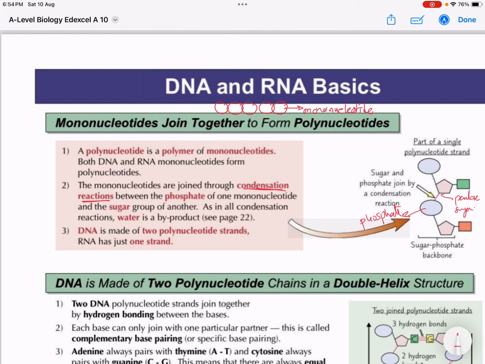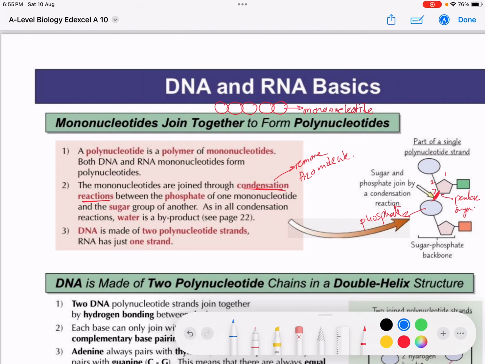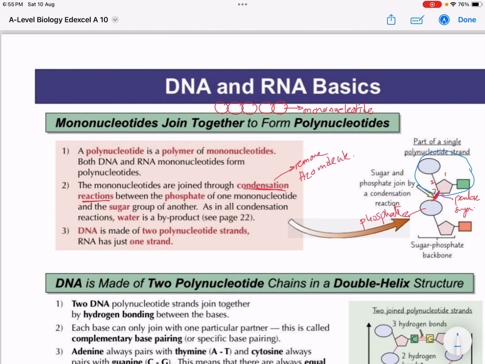And definitely in the A-level, they may ask you to state exactly where the condensation reaction happens. See, it's happening between carbon number 1, 2, 3, this carbon, guys, and the phosphate group. So that's the condensation reaction. When I say condensation reaction, those who are with me in chemistry, condensation means you remove a water molecule. So you're removing a water molecule in a condensation reaction just to join these two mononucleotides together. Where are these two mononucleotides? That's one, and that's the second one.